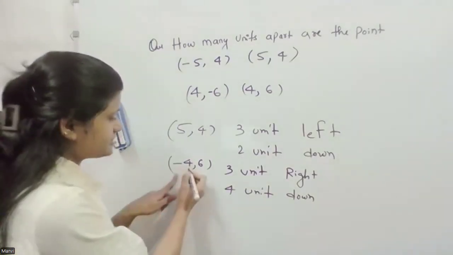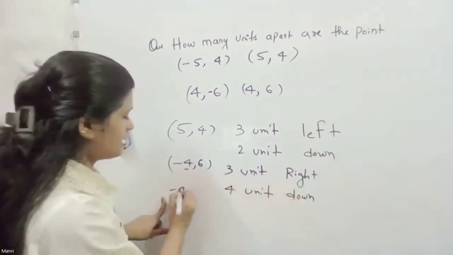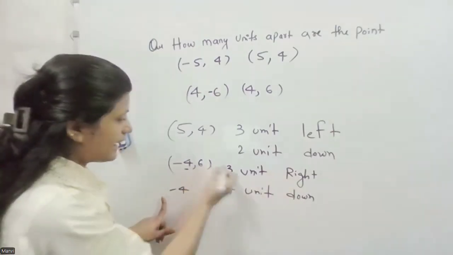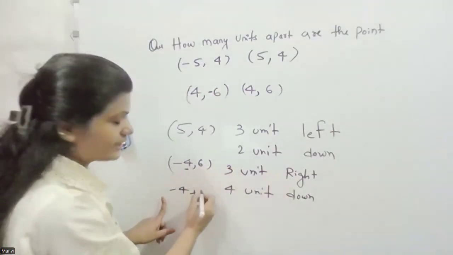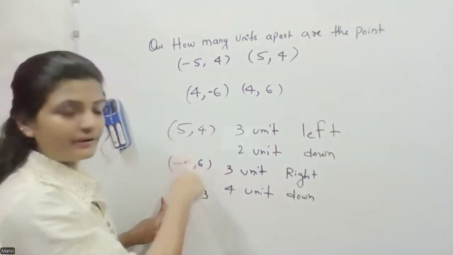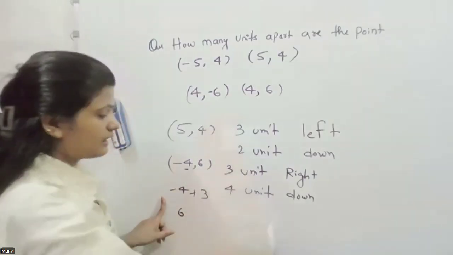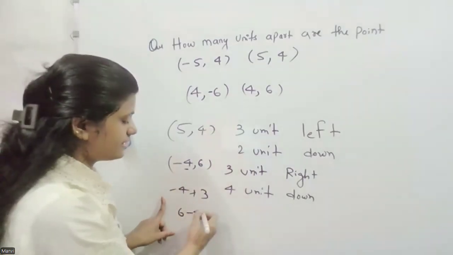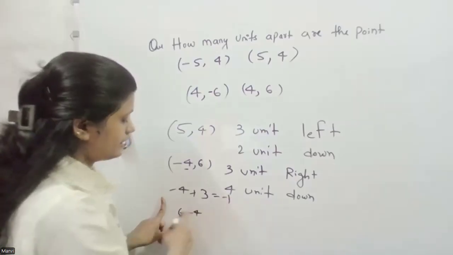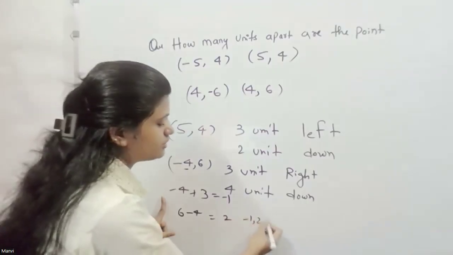Do it this way. First, the value of across, which is minus 4. And we are going in the right direction, right? Means we need to add this value. Okay? And the second point, when we are moving up and down, which is this value 6. And here we are moving down, means we need to subtract, right? So for this, we are getting minus 1. And for this, we are getting 2. So the answer will be minus 1 comma 2. Easy.